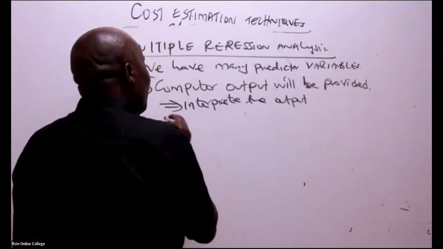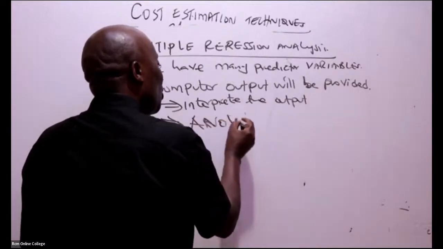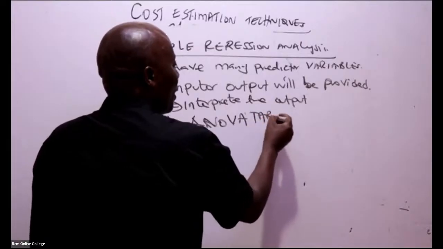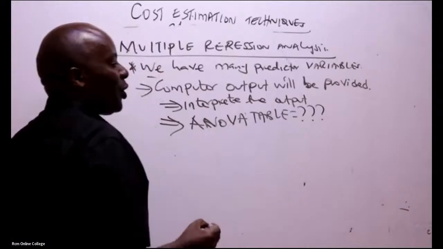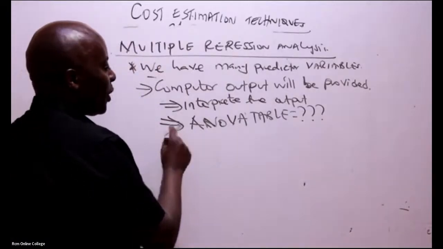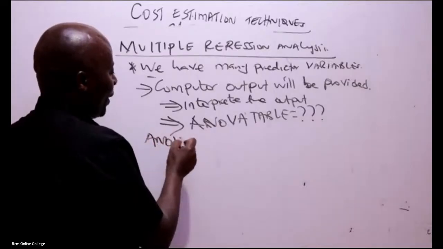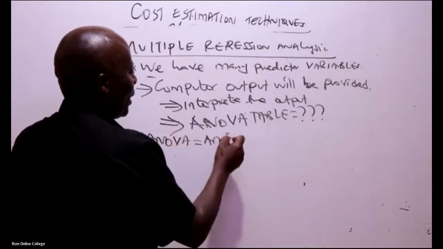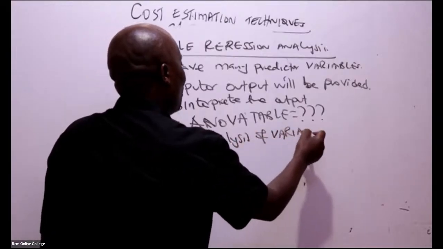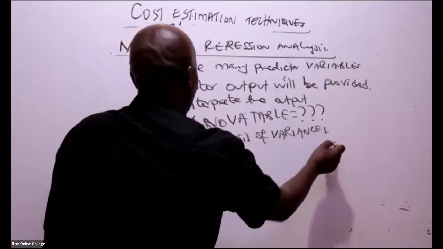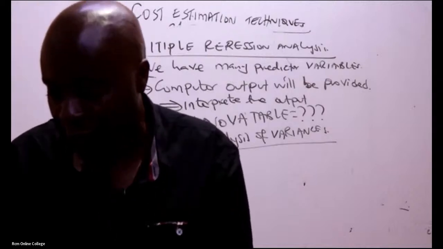And the most important thing that most students are not able to interpret is what we call the ANOVA table. This is really what scares so many students. ANOVA stands for analysis of variances. Of course, I'm preparing you in advance to be able to know what is expected of us. Analysis of variance. So please feel free to ask questions.